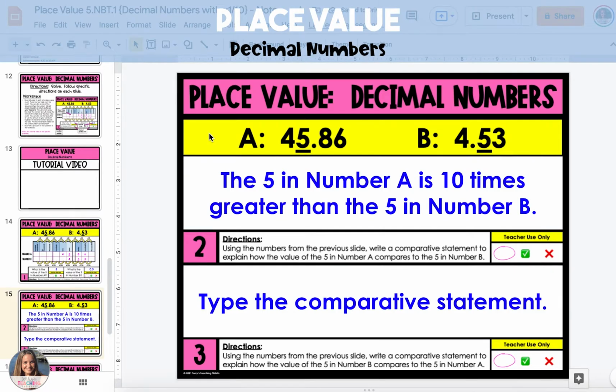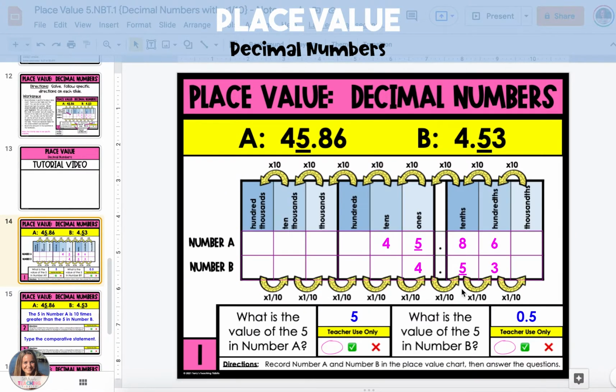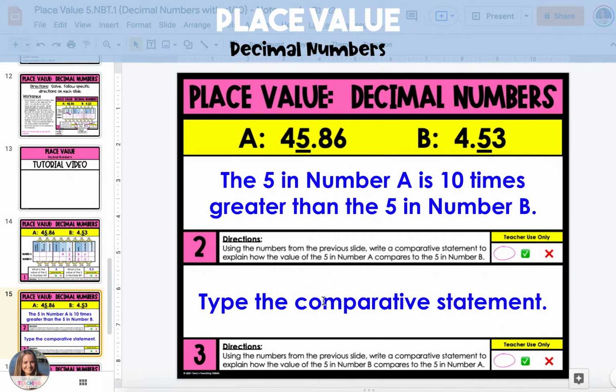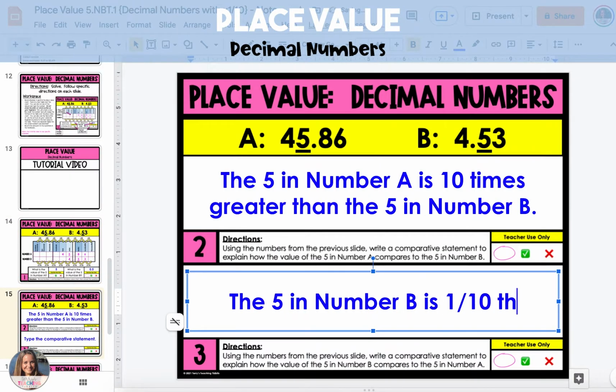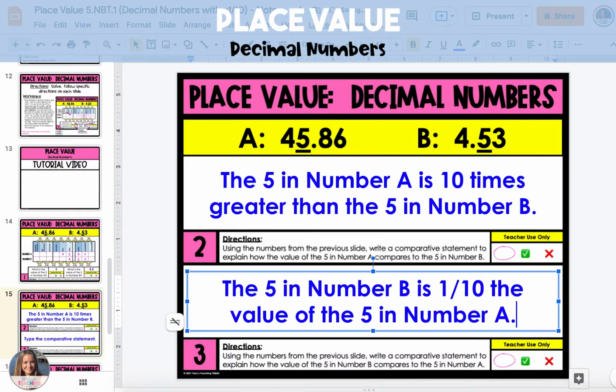Next, we're going to write a comparative statement to explain how the value of the 5 in number B compares to the 5 in number A. Again, we can refer back to the previous slide, and we can see that the 5 in number B is in the tenths place compared to the 5 in number A, which is in the ones place. So the 5 in number B is one place value less than the 5 in number A. This means that the 5 in number B is 1/10 the value of the 5 in number A.